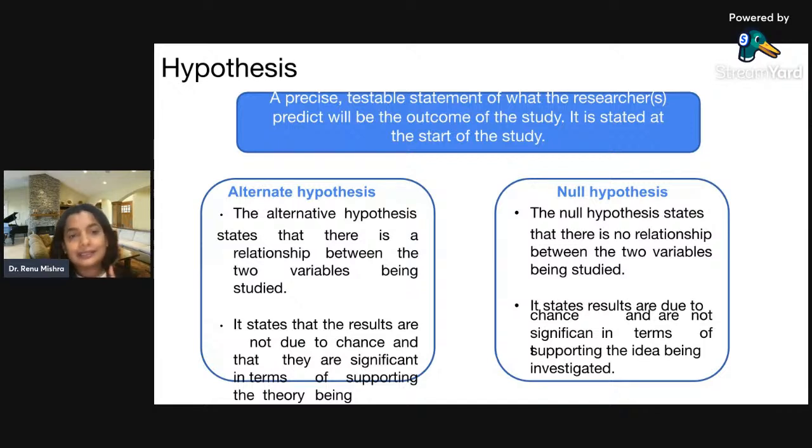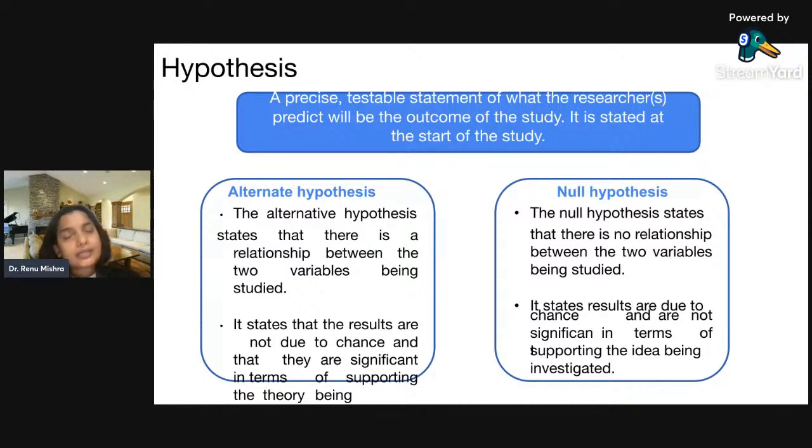One another thing I would like to tell you, I'm sure many of you must be knowing it already: not every research has to have a hypothesis. You can go ahead by answering your research questions and objectives also. Coming to the different types of hypothesis, there are two primarily: alternative and null hypothesis.